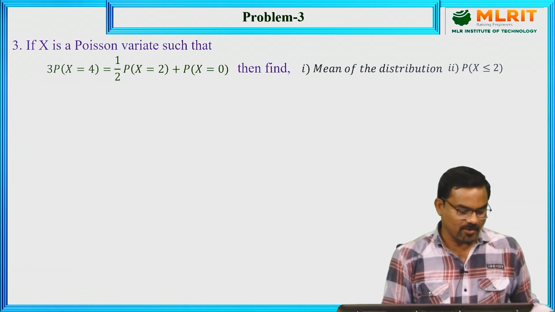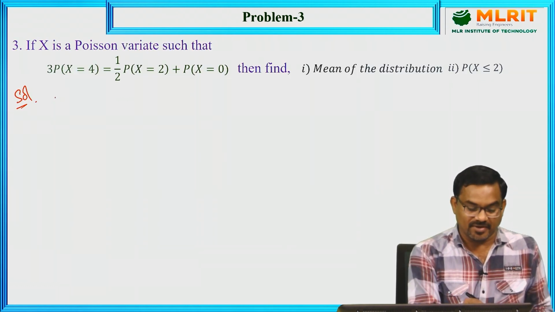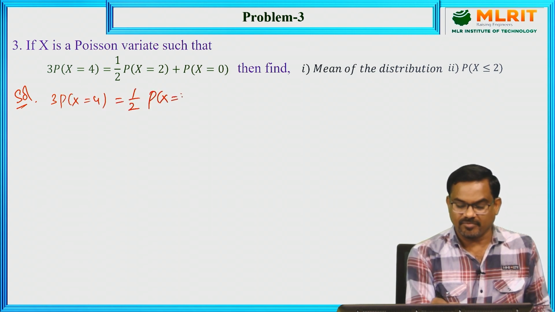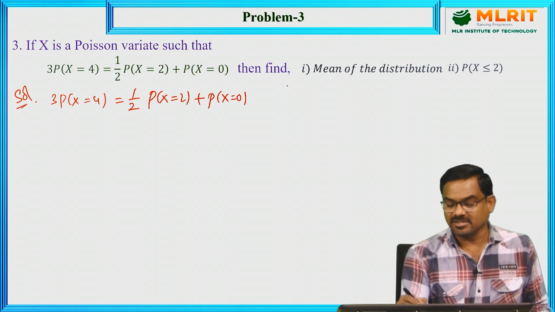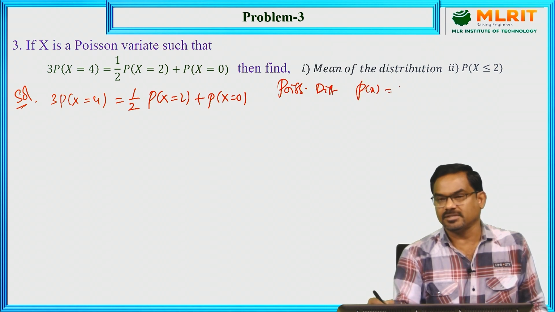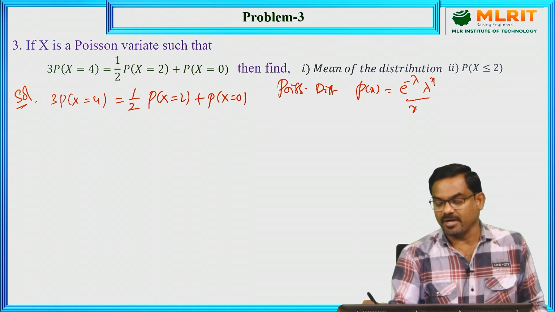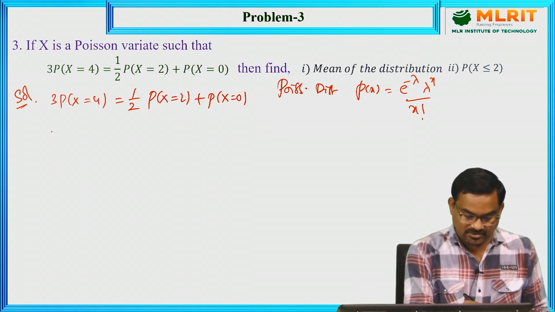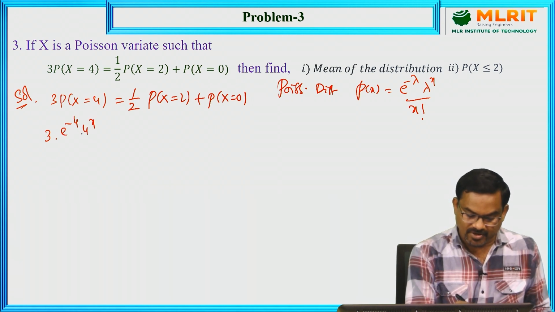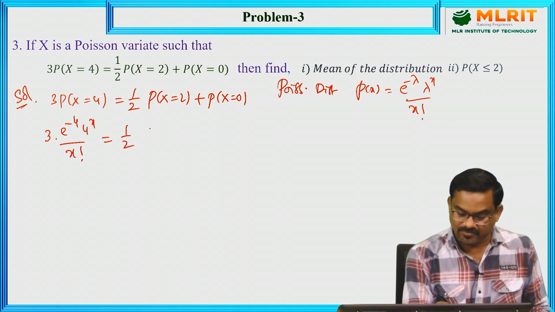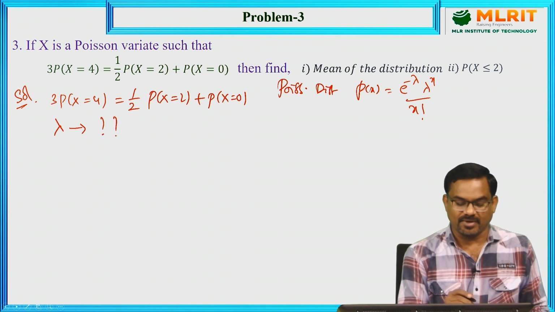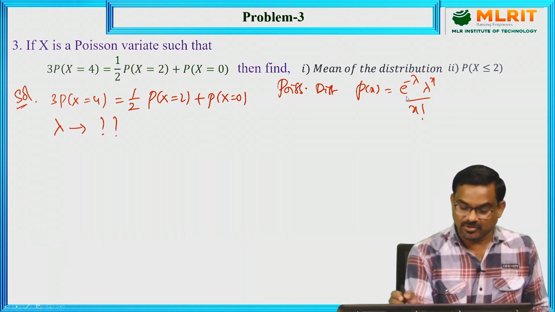Now coming to the third problem, the condition given is 3 times the probability of x equal to 4 is equal to half into the probability of x equal to 2 plus x equal to 0. And what is the formula in the Poisson distribution? In the Poisson distribution, the formula is e power minus lambda, lambda power x by x factorial. Here lambda is unknown. We need to calculate the value of lambda. So let us use this formula here.